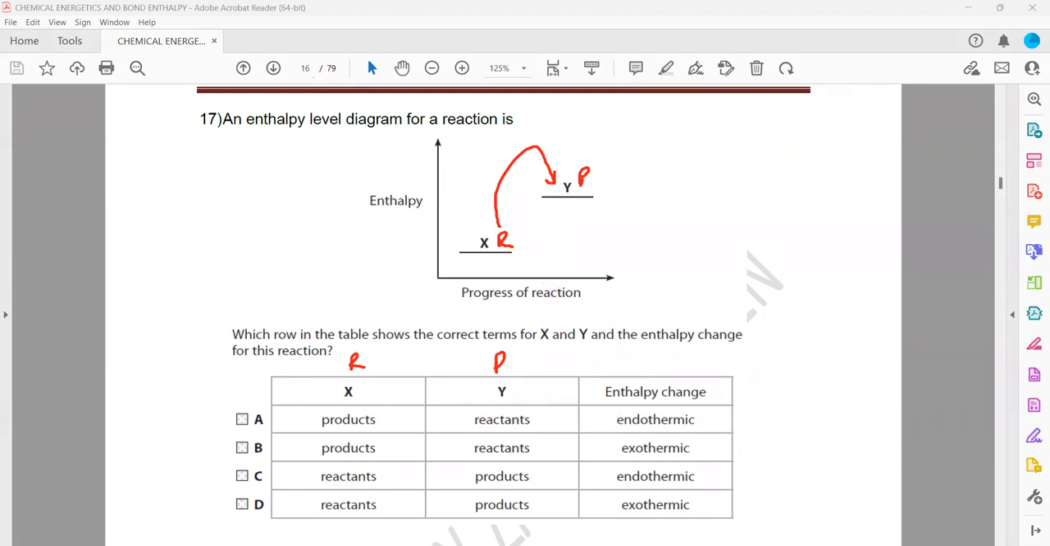So what kind of reaction? This will be an endothermic reaction, because in an endothermic reaction, the reactant absorbs energy and then forms a product. So X is representing the reactant and Y is representing a product. The reaction is endothermic. So C will be the right answer.